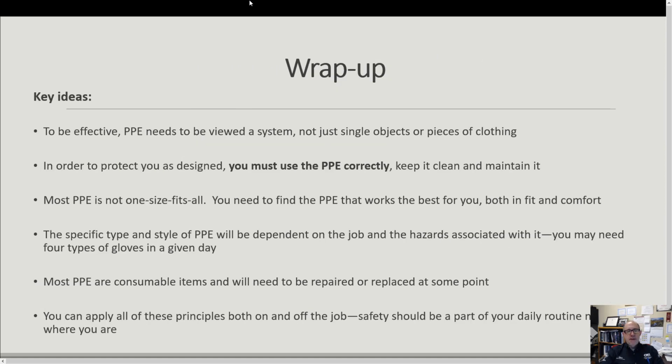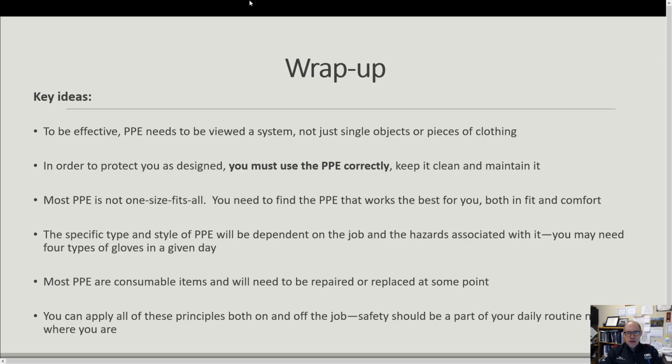So, wrap up. To be effective, PPE needs to be viewed as a system, not just single objects or pieces of clothing. If you're going to weld flux core overhead, you need all the flux core overhead gear, not just the gloves or not just the jacket. In order to protect you as designed, you must use the PPE correctly, keep it clean, and maintain it. Most PPE is not one size fits all. You need to find the stuff that works best for you, both in fit and comfort. The specific type and style of PPE will be dependent on the job and the hazards associated with it. You may need 4 types of gloves in any given day in a welding shop. Most PPE are consumable items and will need to be repaired or replaced at some point.